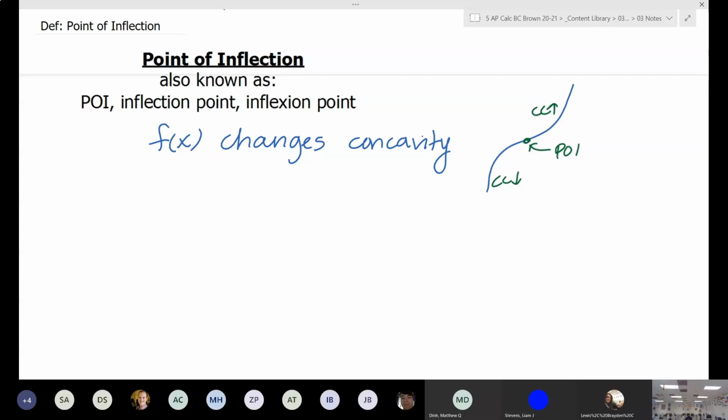If I'm talking about a point of inflection in regards to the second derivative, again, it's where f double prime changes signs. That is important to make a note of because oftentimes when you're asked to justify that something is a point of inflection, as we'll see in our example today, we're basically just going to justify by saying the second derivative changes from positive to negative or from negative to positive.